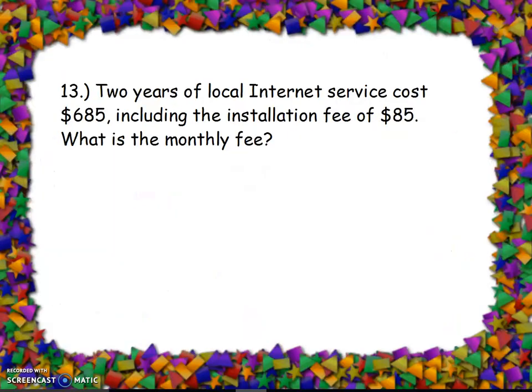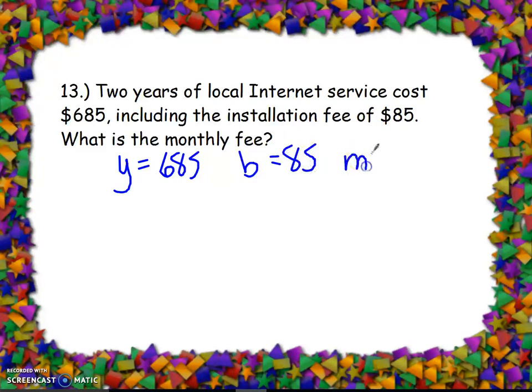All right, the last one. 2 years of local internet service costs $685, including an installation fee of $85. What is the monthly fee? All right, our total is $685. Our flat one-time fee is $85. And our constant rate of change is the monthly fee. Well, there's 12 months in 1 year, and in 2 years, there's 24 months. So our constant rate of change is 24.